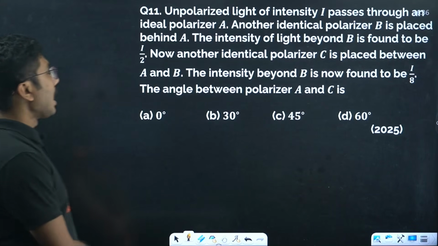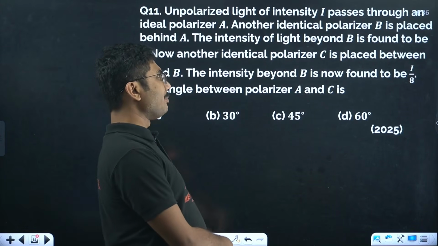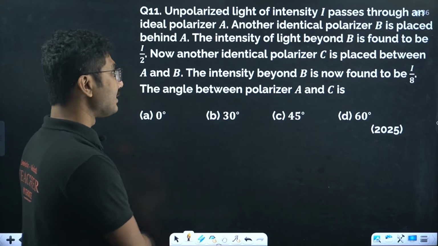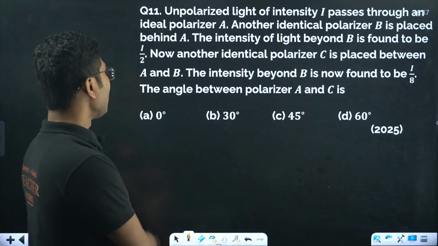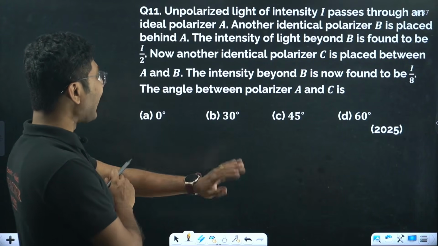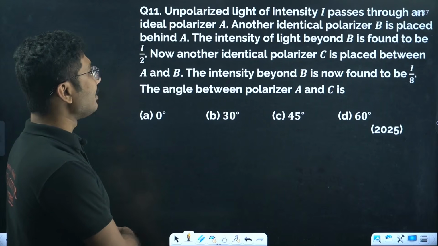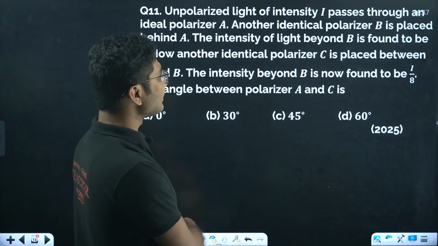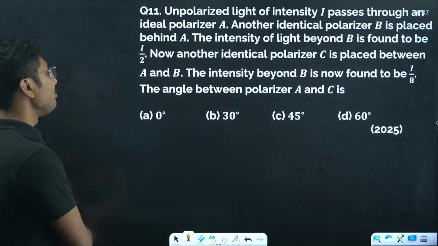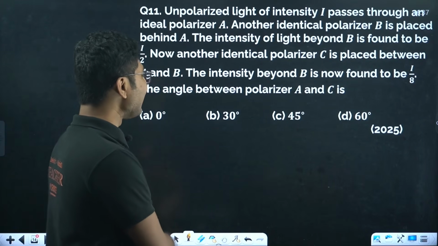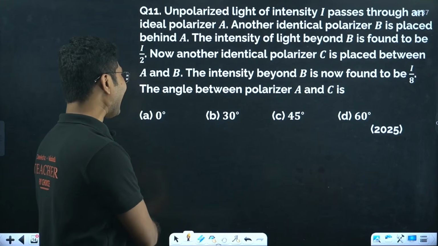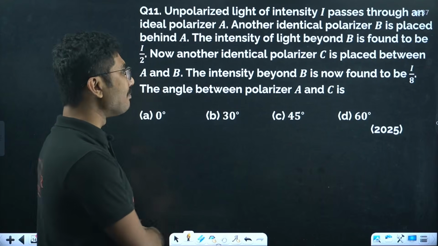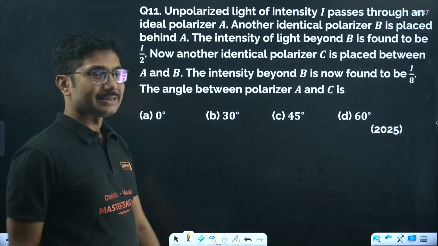Now next, unpolarized light of intensity I passes through an ideal polarizer A. Another identical polarizer B is placed behind A. The intensity of light beyond B is found to be I by 2. Now another identical polarizer C is placed between A and B. The intensity beyond B is now found to be I by 8. The angle between polarizer A and C is?